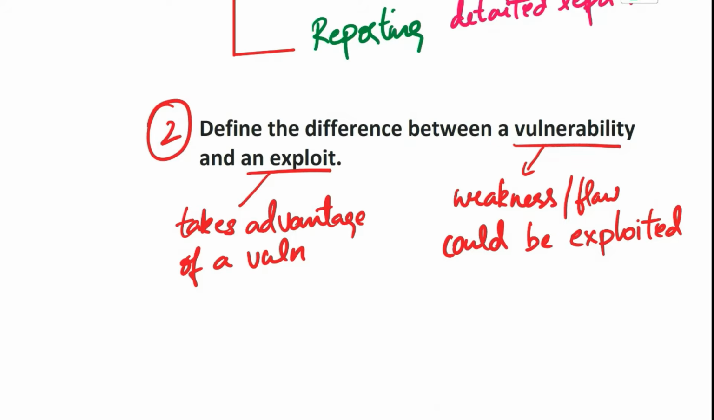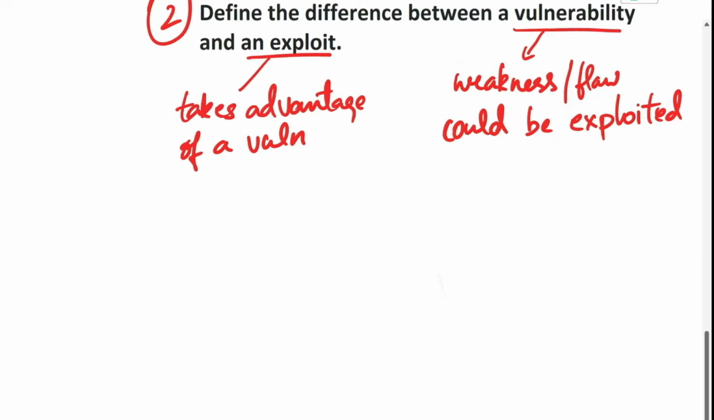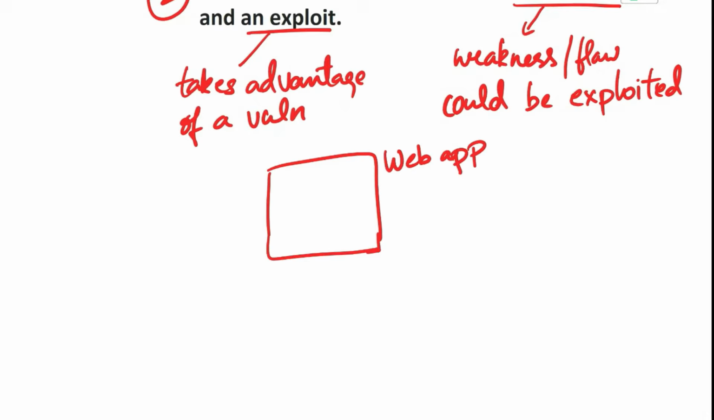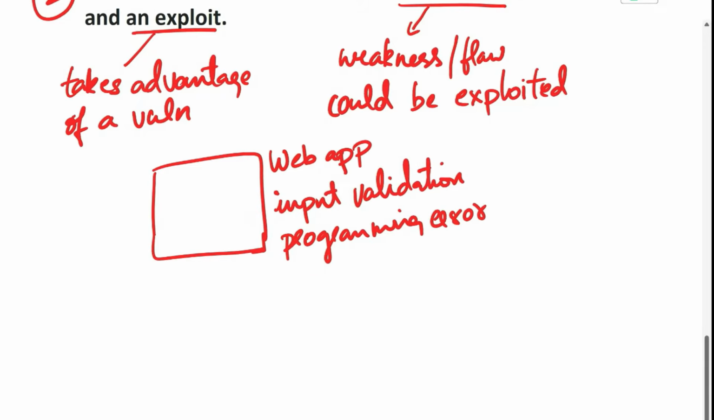Let's use a common example to see the difference between vulnerability and an exploit. Imagine there is a web application that has a vulnerability related to input validation. The application doesn't properly validate user input before processing it, which means that a malicious user could inject malicious code into the input fields, potentially leading to a security breach. This vulnerability exists due to programming error that allows user supplied data to be executed as code.